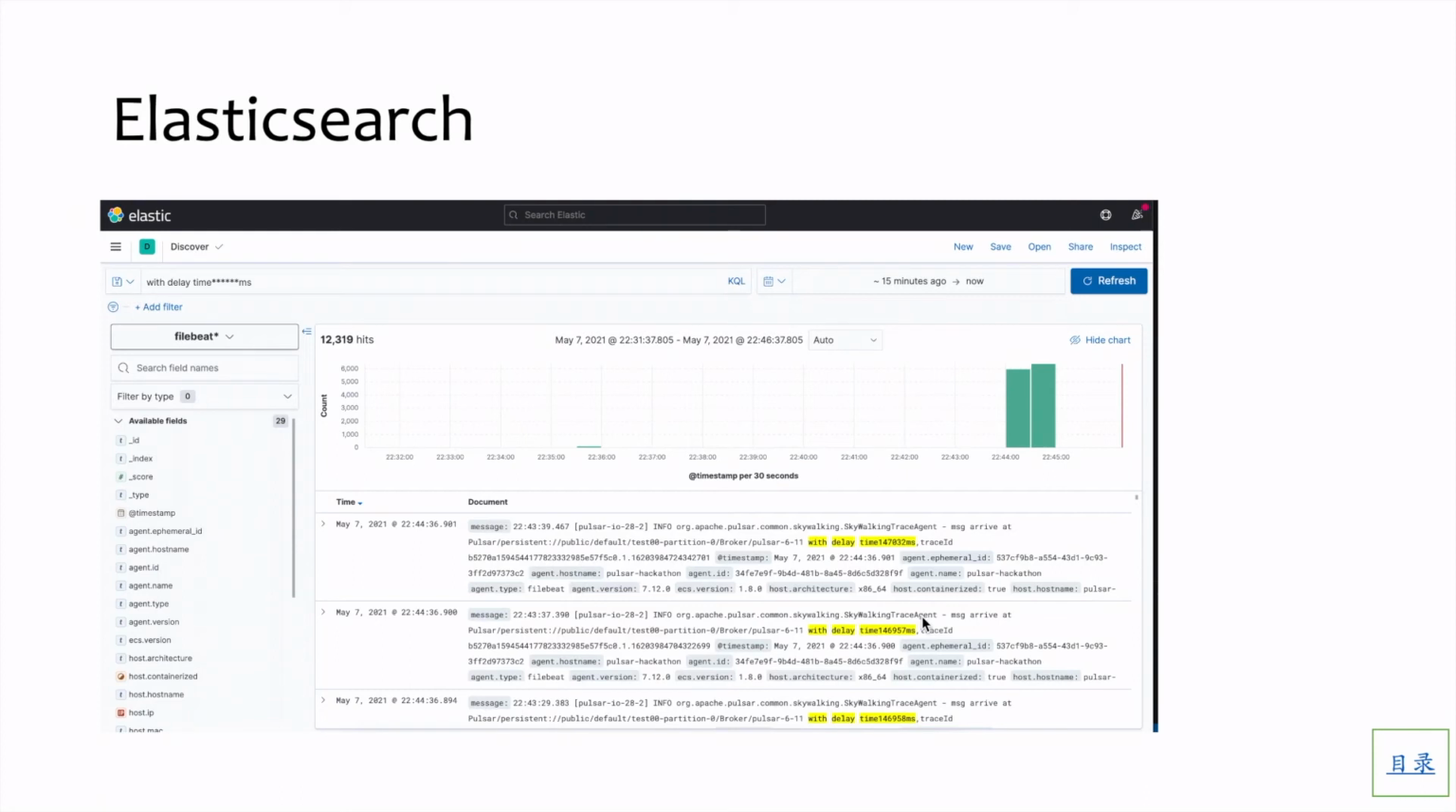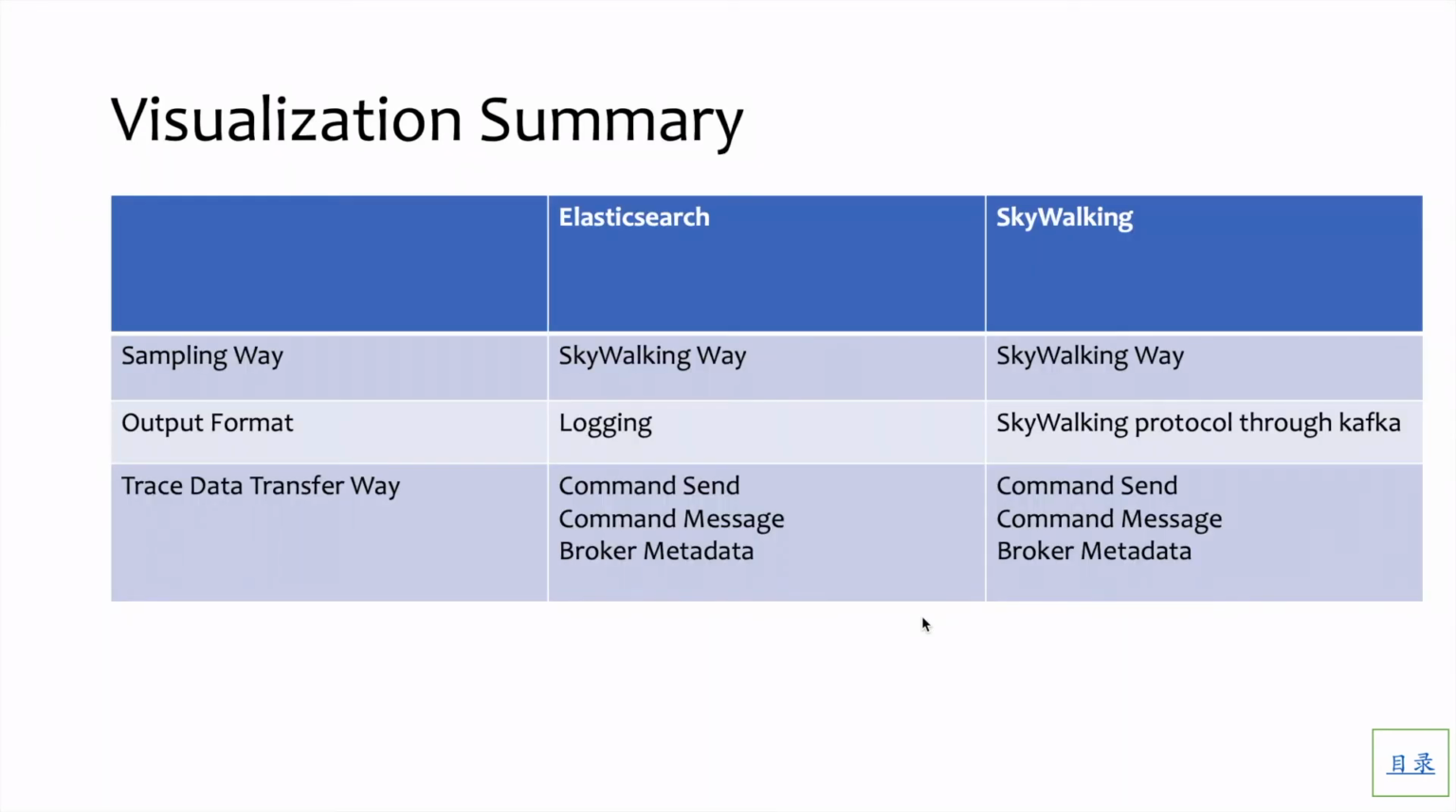In addition to SkyWalking, we also track the time delay. For messages with a large time delay, we will print logs. The following is a summary of visualization. The first is the sampling method. Both Elasticsearch and SkyWalking use the SkyWalking plugin to generate sampling data. The second is the output format. Elasticsearch collects logs printed by Pulsar, and SkyWalking receives trace data sent to Kafka by the Pulsar Broker. The third is the transmission method of trace data. Both Elasticsearch and SkyWalking transmit through command send, broker metadata and command message.